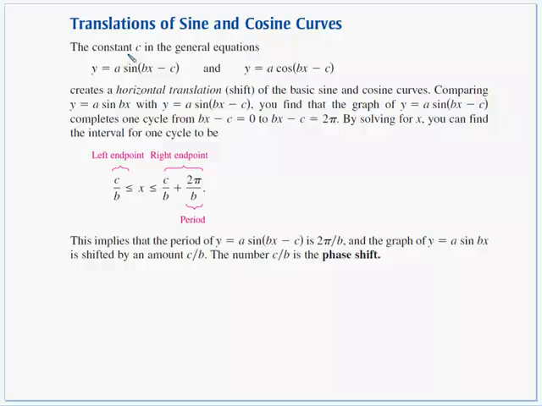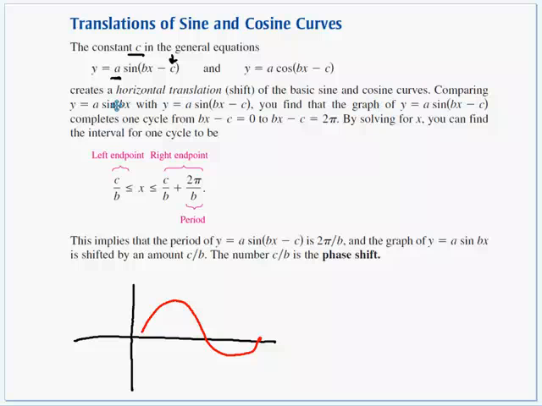So the constant c in these general equations, we have y equals some number sine of some quantity b times x minus c, or the same thing for the cosine function. The variable c here is the horizontal translation or shift of the basic sine and cosine curves. So just real quick, if we have our xy axes, and here's our sine function, as we put different numbers in here for c, plus or minus c, that's going to take our graph and shift it to the left or the right, back and forth. It's just going to take the graph and move it to the left or right.